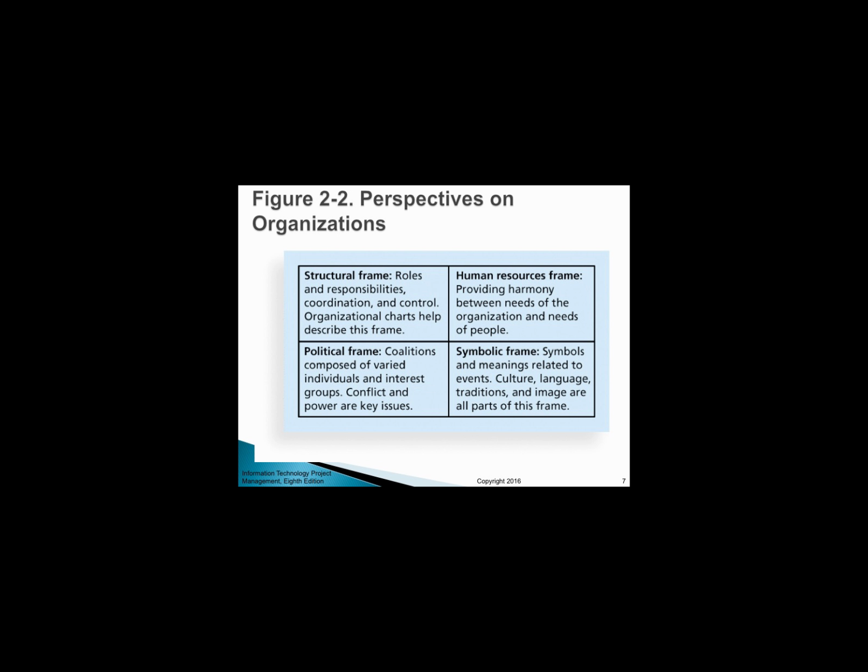The human resources (HR) frame focuses on producing harmony between the needs of the organization and the needs of people. It recognizes that mismatches can occur between the needs of the organization and those of individuals and groups, and works to resolve any potential problems. For example, many projects might be more efficient for the organization if employees work 80 or more hours a week for several months. However, this work schedule would conflict with the personal lives and health of many colleagues as a whole.